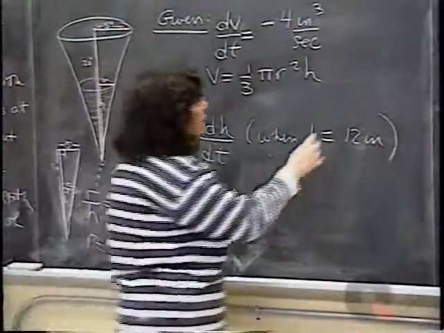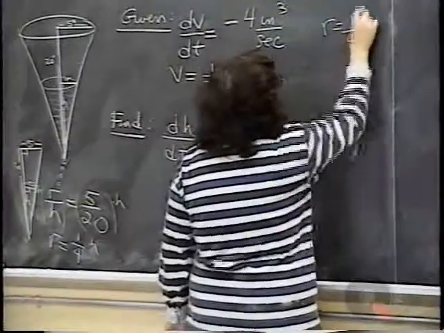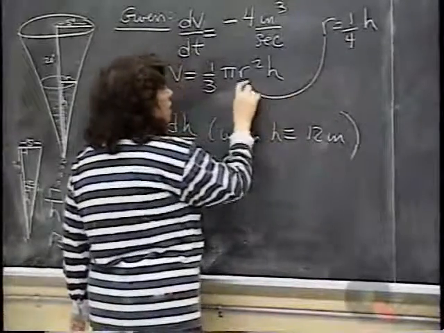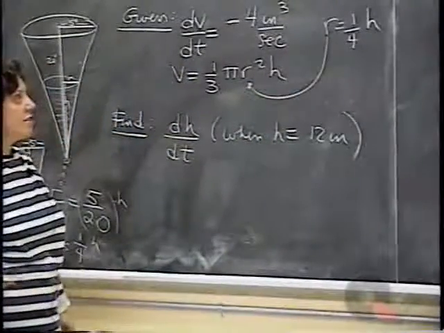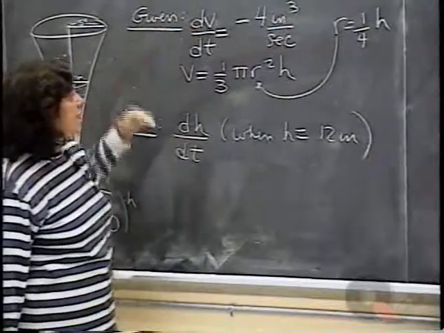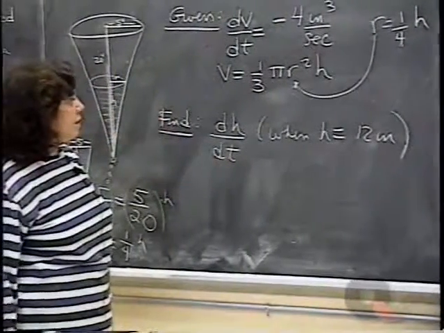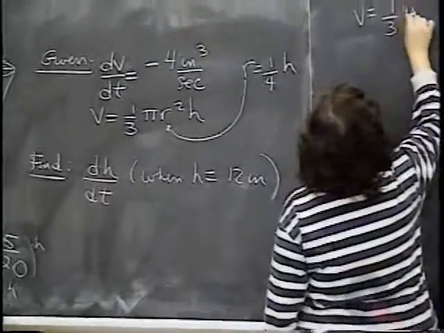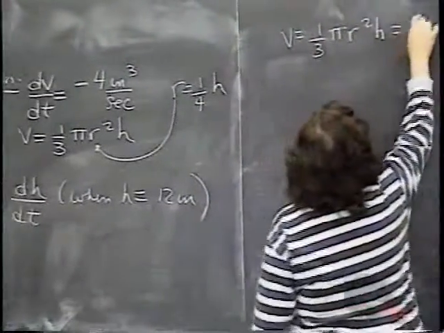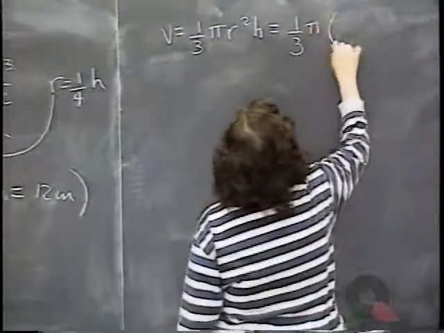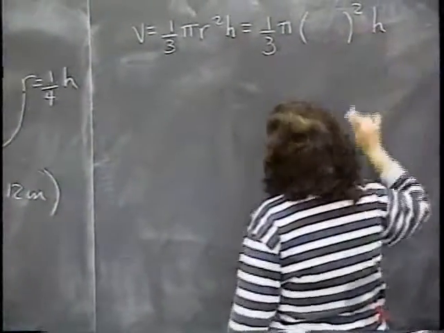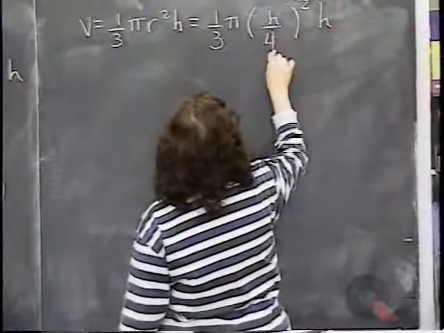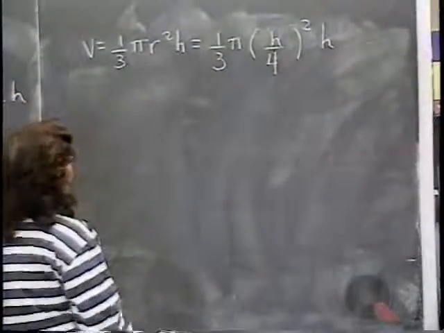Okay, so let's put that into the given as well. R has to be 1/4 H. Now that's what we're looking for, because by substituting this value for R into this equation, we'll be able to get an equation just linking V and H. And since we know dV dt and we want to find dH dt, we will have the perfect setup. So V is 1/3 pi R squared H, but R is equal to 1/4 H, or H over 4.